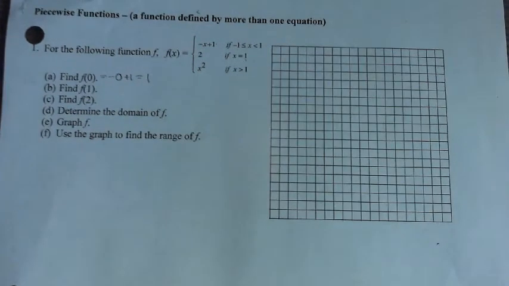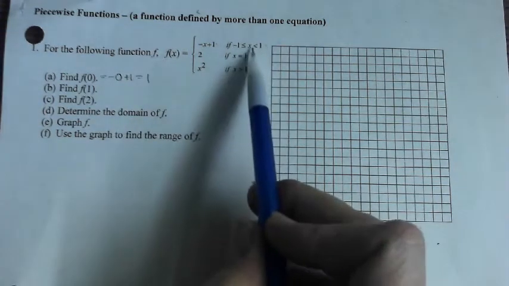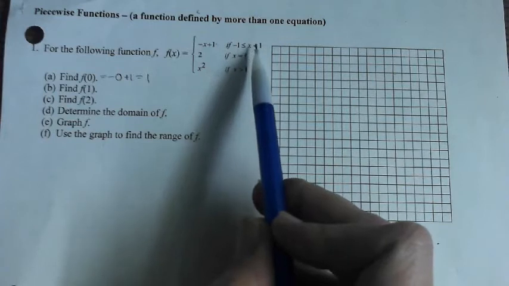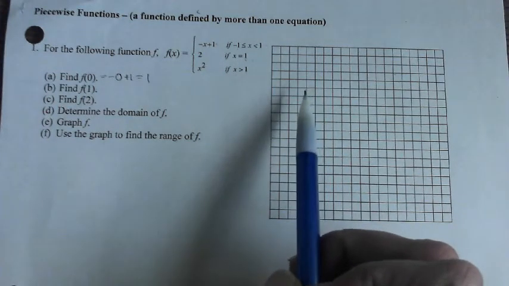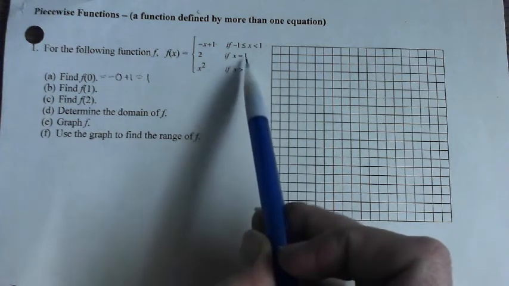F of 1, which piece would I use for that? The first, second, or third, Carolina? No, this one says you only use it if it's less than 1. Right, the second one, right?